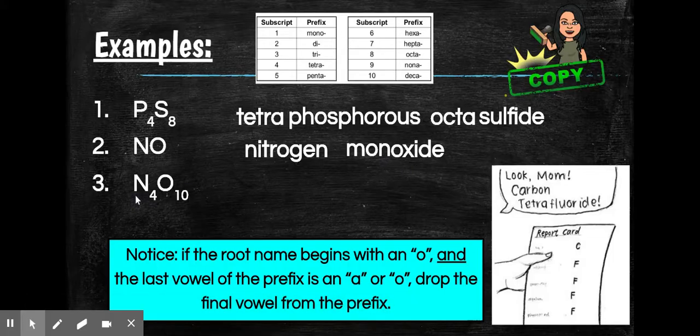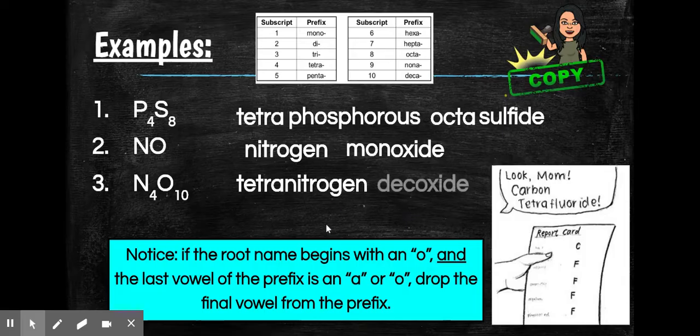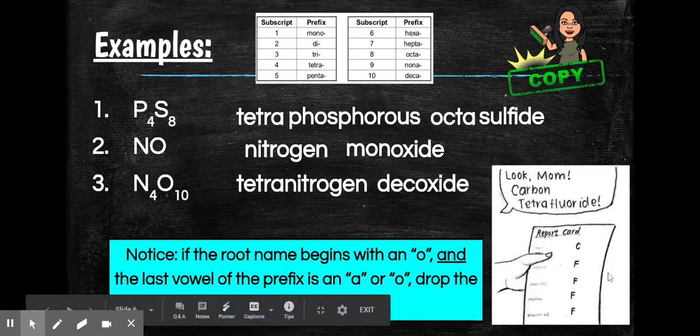All right, next one. So we've got 4 nitrogens, so tetranitrogen, and we have 10 oxygens. So the prefix for 10 is deca. We drop the A, so this is tetranitrogen decoxide. And this is a little joke. Hopefully you don't have this as your grades.